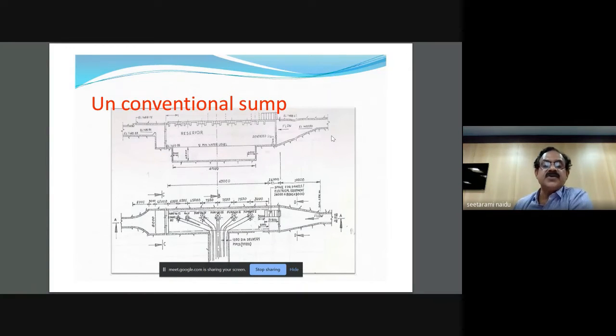This is one unconventional sump I have shown. This was suggested in the Nathpa Jhakri hydroelectric power plant for some makeup water requirement. There were 6 pumps placed one after the other. Flow is here. It is something like this. Elevation is like this. What is the actual excavation? 70 to 80, maybe some 18 meter depth. Here it was placed, but it was a very, very wrong design.